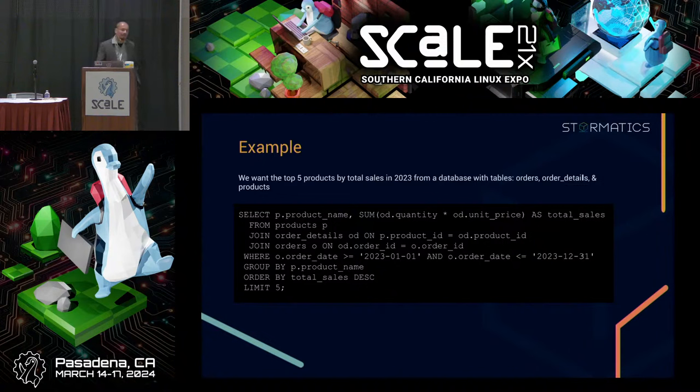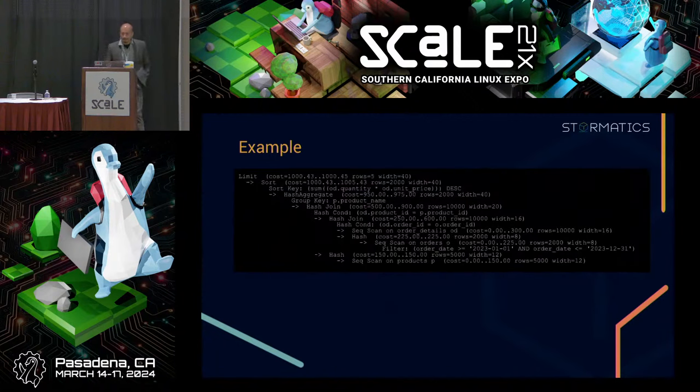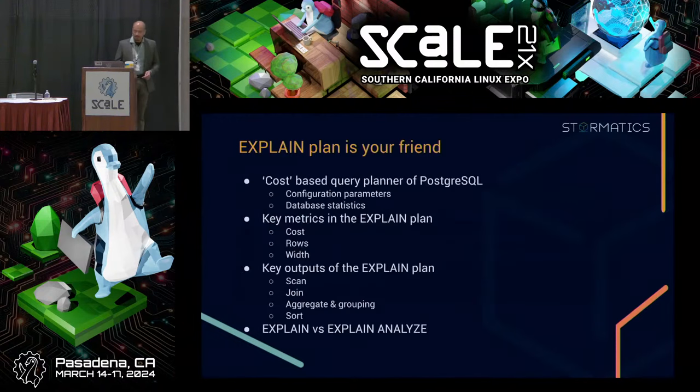Now, if we run an explain on this, and the tables are currently not indexed, this is what the output is. Now, it looks like a bit of a scary output. If it's your first time looking at an explain plan, it's a little hard to decipher what's going on over here. There's a lot of words and numbers in there. But let's just go back to what we talked about in this slide. Three things are the key metrics in an explain plan: cost, rows, and width. And what you need to look for are scan, join, aggregate, and sort.